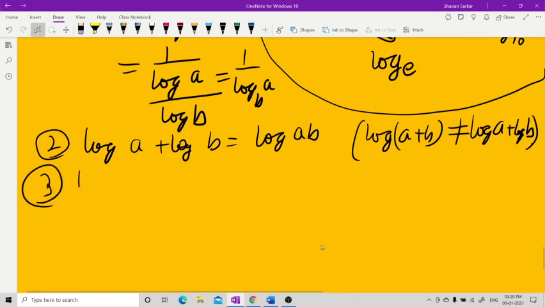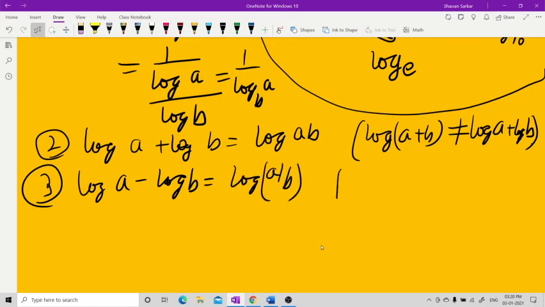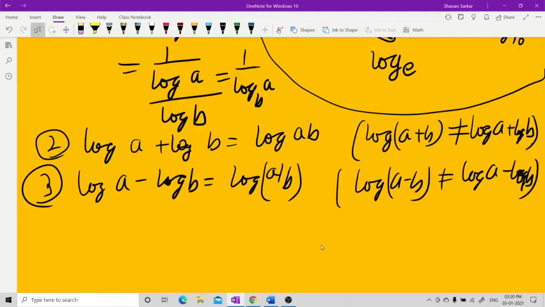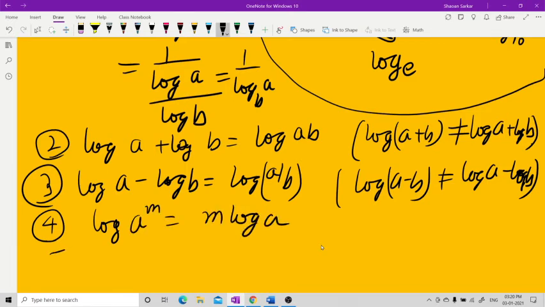Third, log A minus log B is equal to log A by B. Never write log A minus B is equal to this. This is never possible. Never possible. Fourth, log A to the power of M is M log A.